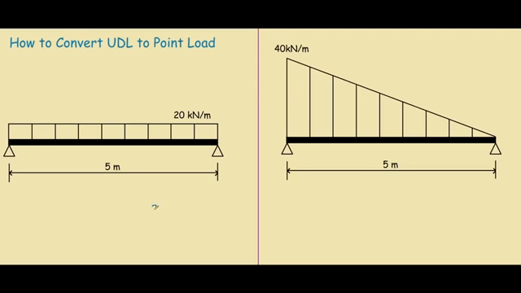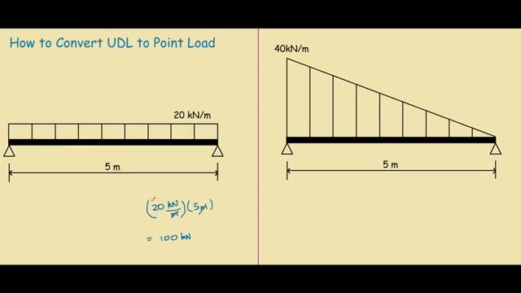So if we have 20 kilonewtons per meter times 5 meters, you can see the units of meters cancel out and we're left with 100 kilonewtons. As you can see, to get the point load of a UDL is simply to find the area of this UDL. So the height would be 20 and the length would be 5.